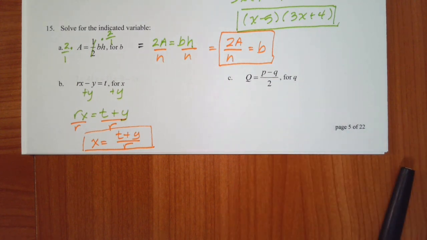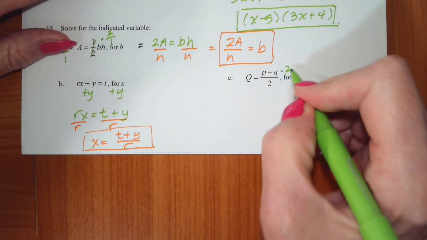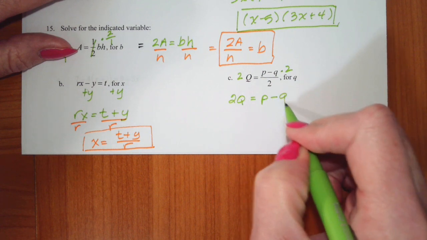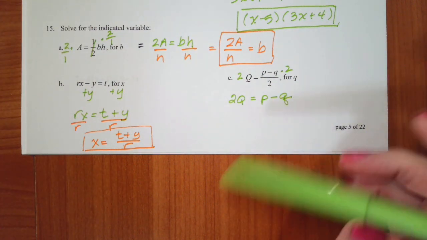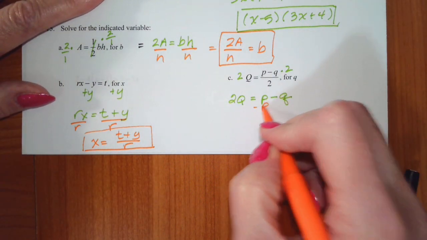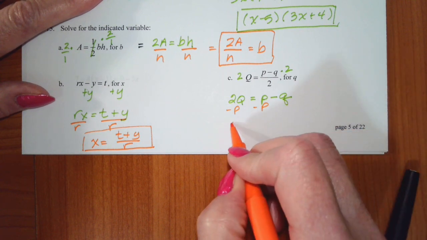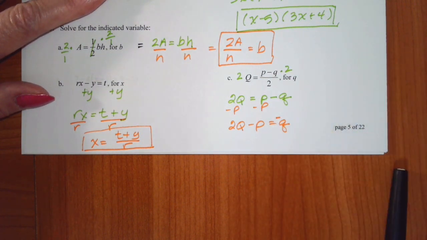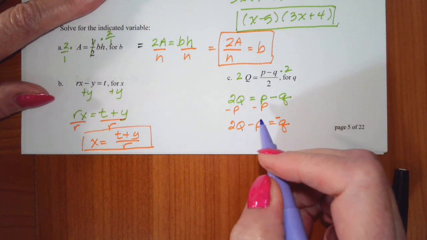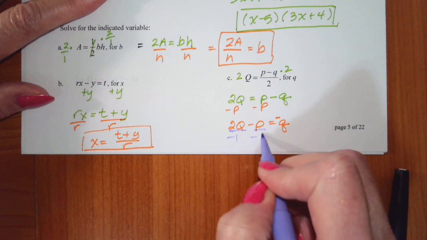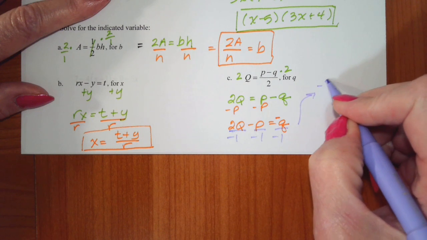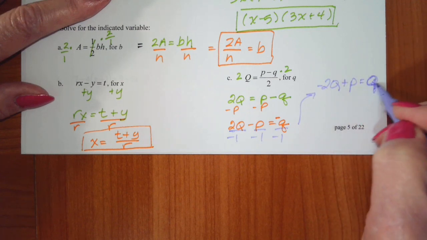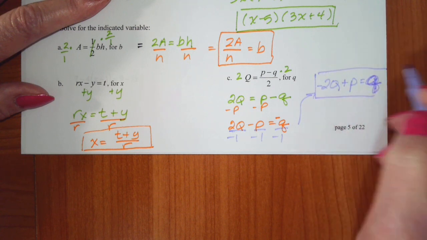Okay, if I want to solve for q, the first thing I'm going to do is multiply both sides times 2. So that gives me 2q is equal to p minus q. Okay, then I'm going to subtract p from both sides. So that gives me 2q minus p is equal to negative q. Now I have to divide everything by negative 1. So that gives me negative 2q plus p is equal to q. And there's my final answer.